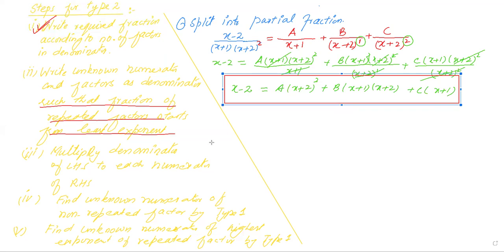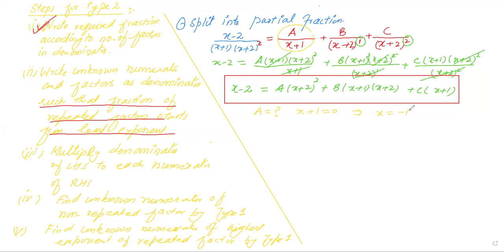Now, what's the next step? Very simple. The next step is to find the value of A. A is in the first term, over here. So to find the value of A, you have to put its denominator equal to 0 and find the value of x. So x plus 1 equal to 0 gives x is equal to minus 1. That value you have to substitute in this rectangle.